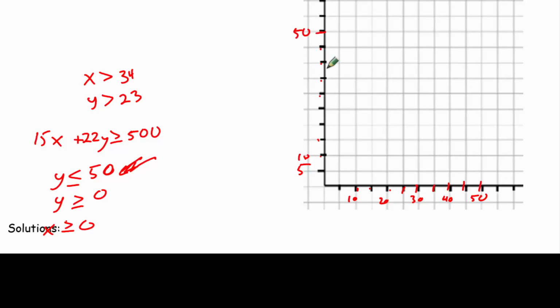The easiest one to draw is this one right here. y is less than or equal to 50, so that's going to be a horizontal line. It's solid, since it's less than or equal to. So everything has to be below here. All right, what else do we know?